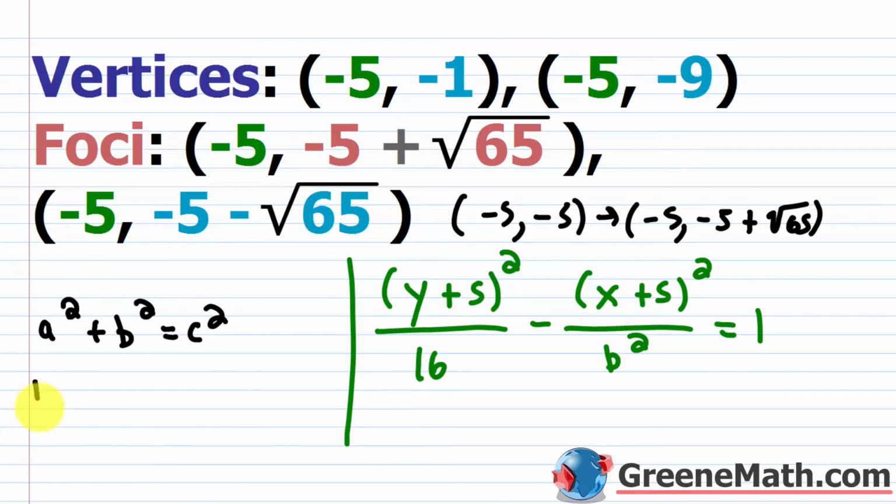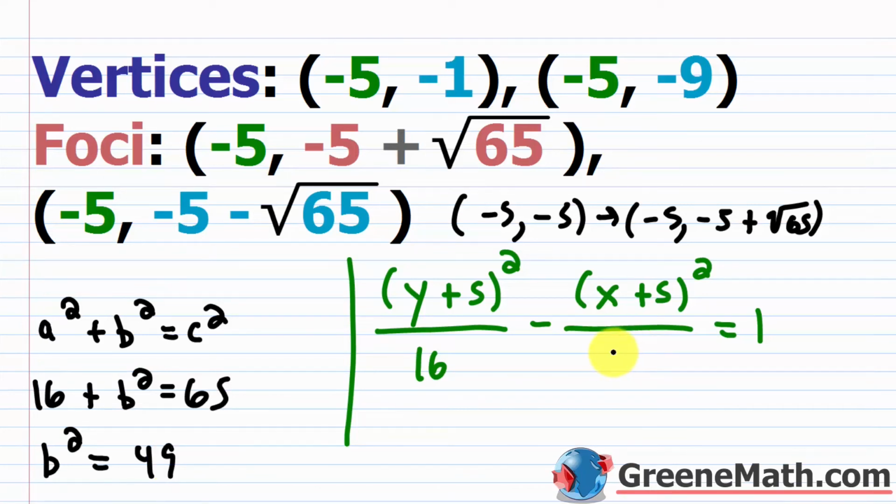So c squared would be 65. So a squared is 16 and c squared is 65. So what is b squared? Well, if I subtract 16 away from each side of this equation, I would see that b squared is equal to 49. And so that's all I need. I don't need to know that b is 7, right? I could take the square root, but I need b squared, so this is 49.